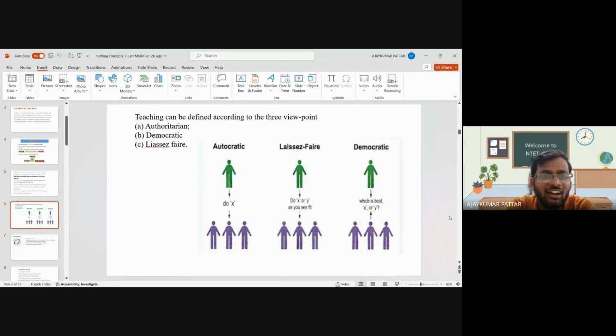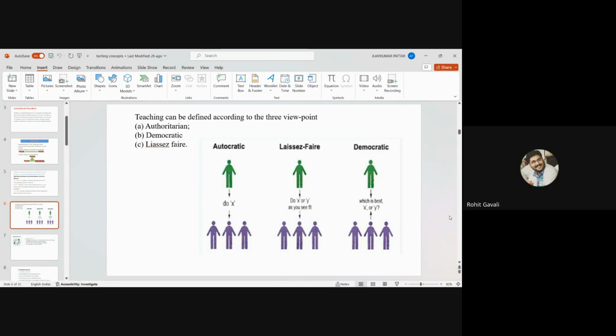First one is authoritarian. Authoritarian means, the image is visible. Authoritarian, laissez-faire, democratic, do X, the symbolic persons are there. Is this slide visible? Yes, sir.